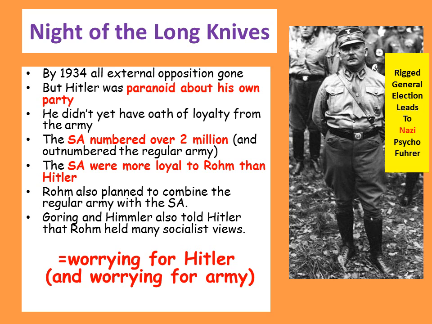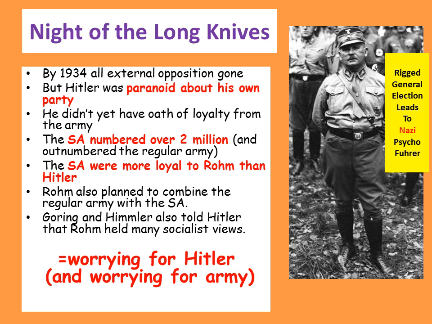Now, Ernst Röhm was in charge of the SA, and Hitler didn't yet have an oath of loyalty from the regular army, and the SA actually outnumbered the regular army, and the SA had a real oath of loyalty to Röhm, more so than Hitler. By this time, the SA numbered over 2 million. This is a huge number. This outnumbers the regular army. This is more than there was in the German army in World War I. And Röhm, that little man on the right, he's got ultimate control of them.